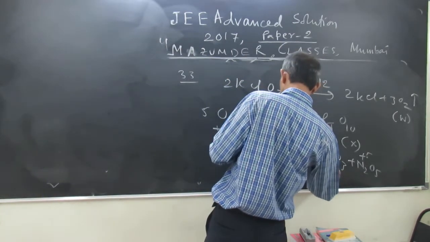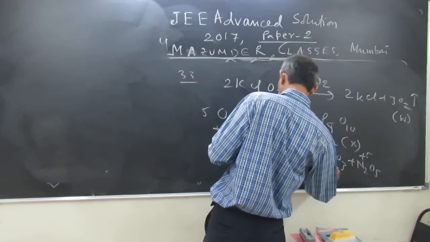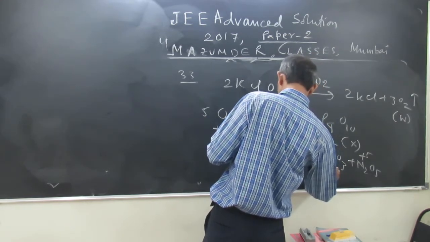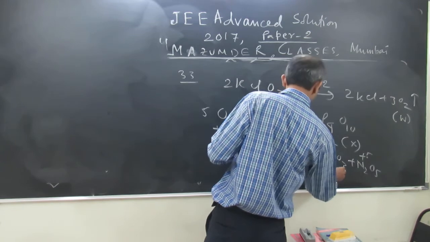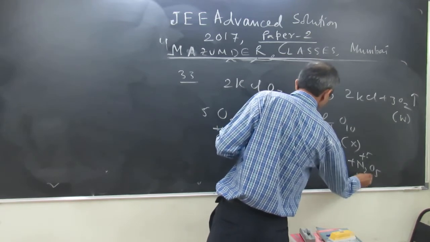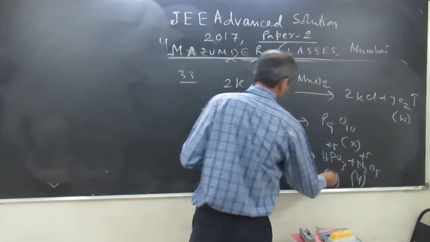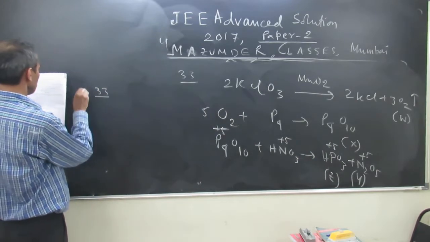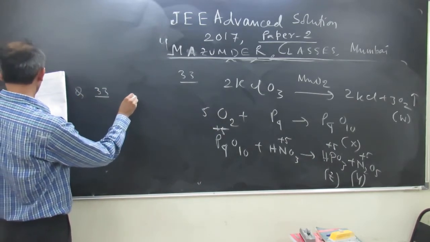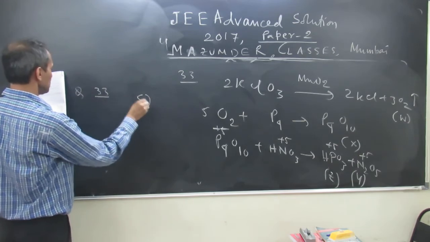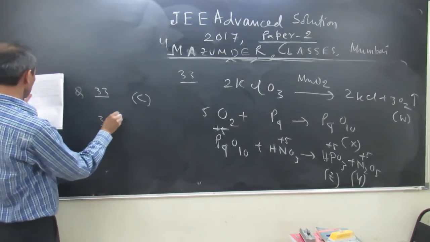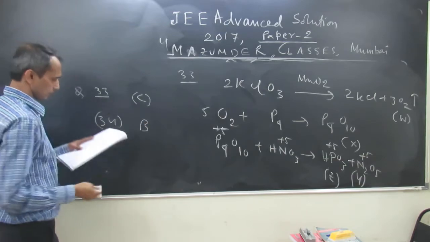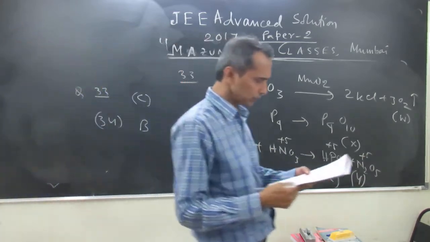So it is your Y and Z according to the options. Therefore for question number 33 the answer is C, and for 34 the answer will be B. They are the answers.